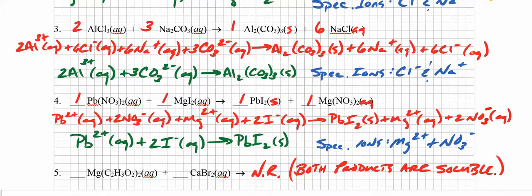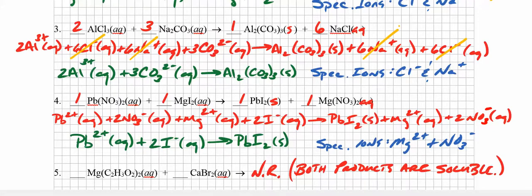Let's identify spectator ions now. Things that are common on the left and the right don't participate in the reaction. Well, let's see. We've got 6 moles of chloride ions, 6 moles of chloride ions, 6 moles of sodium ions, 6 moles of sodium ions, and I think that's all. So those are the spectator ions, chloride ions and sodium.